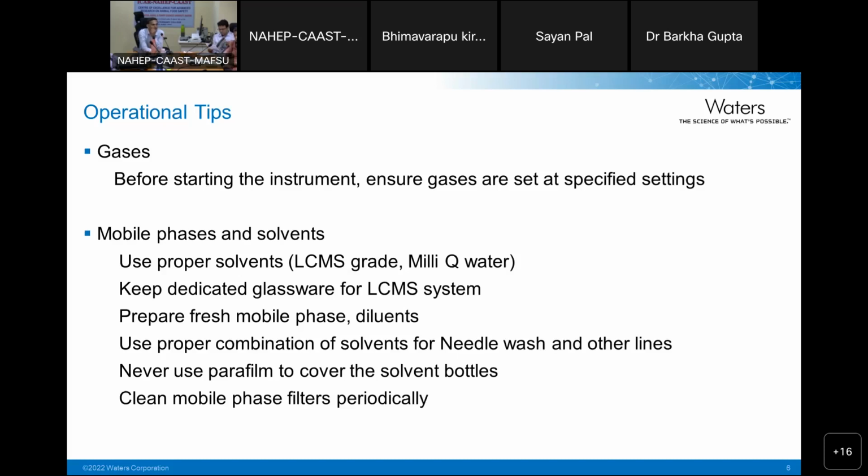If you have seen the solvent bottles, there are some filters connected to those lines. They're easily removable. Over a period, they will be partially blocked. So what we recommend is periodically, probably once in 15 days or so, we remove them and clean them in suitable solvents, depending on what mobile phase you are using. If it is aqueous, better to use a methanol and water combination first, and then methanol.